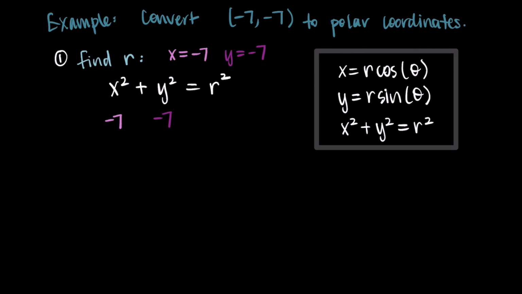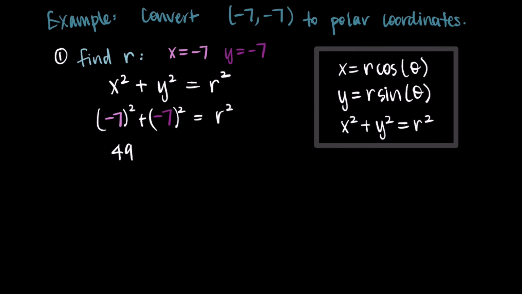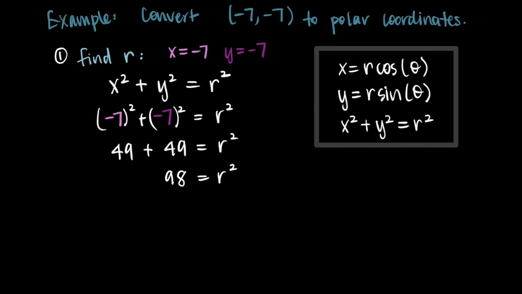So I'm looking at -7 squared plus -7 squared equals r squared. -7 squared is 49, so I have 49 plus 49 equals r squared, and together those make 98. So right now I have 98 equals r squared. Now this is just a matter of simplifying, so I'm going to say that r is equal to the positive square root of 98. Remember, we just take the positive square root because we're just assuming that the radius is positive, just like we assume that the hypotenuse is positive.